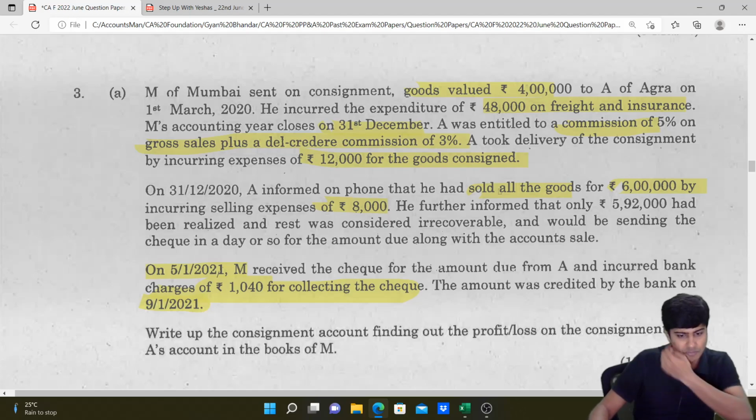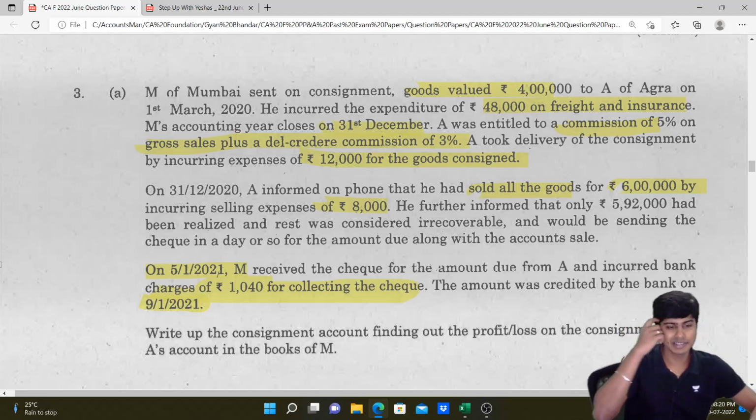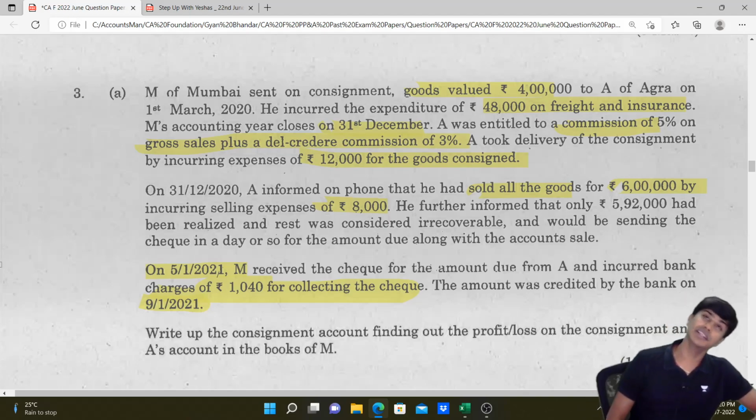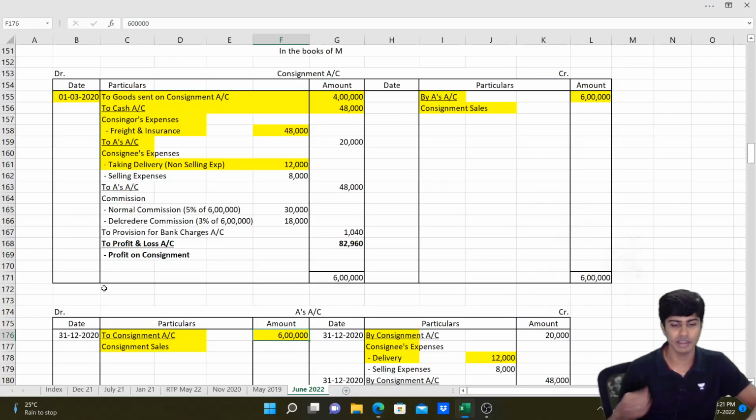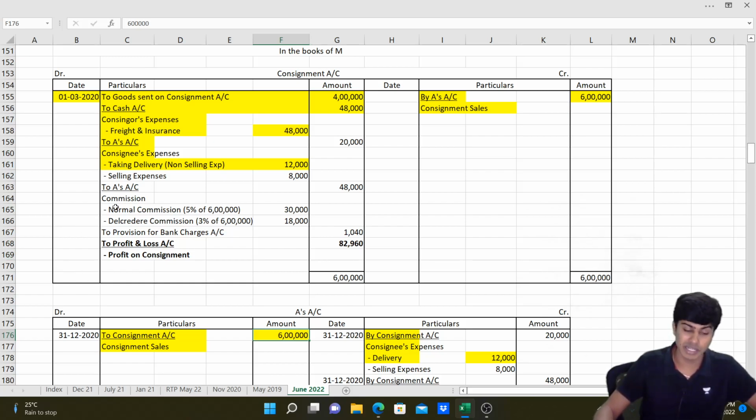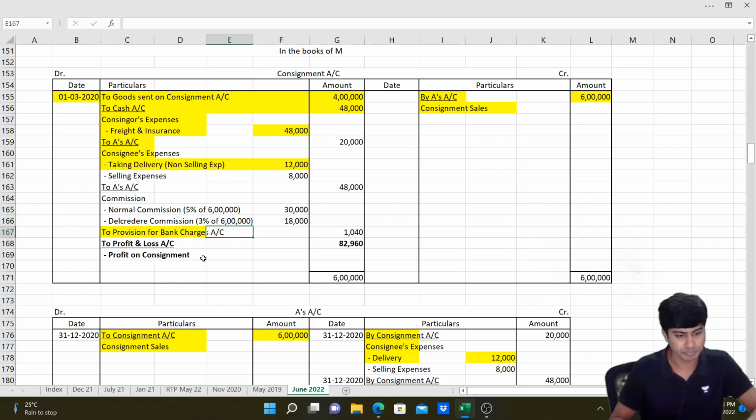Then what do we have after that? He further informed that only 5,92,000 had been realized and the rest was considered irrecoverable. That we don't care. He would be sending a check in a day or so, that later he sent it on 5th of January. We will write it in the subsequent year. But what we need to write in the current year is this 1040 rupees collection charges. Though incurred in the next year, we are expecting it in the current year. So it becomes a provision. In my consignment account on the debit, I'll create provision 1040.